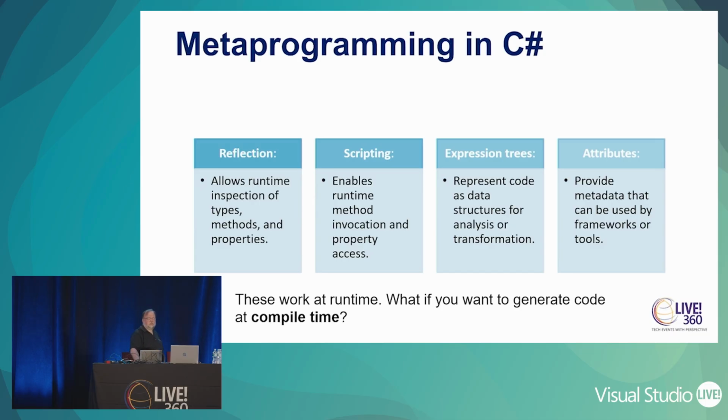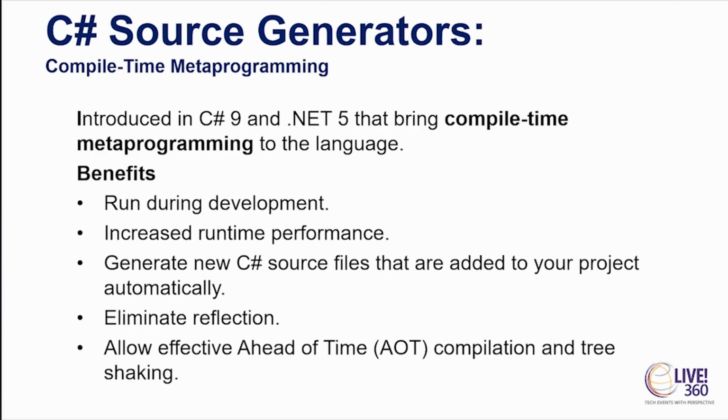So what can we do if we actually want to do this either at compile time, or even better, while the developer is actually making changes directly? That's where C# source generators come into play. As I said, these are not new. They've been around since C# 9 and .NET 5, so they've been around for some time. They have evolved a little bit over time, but the basic concepts still apply.